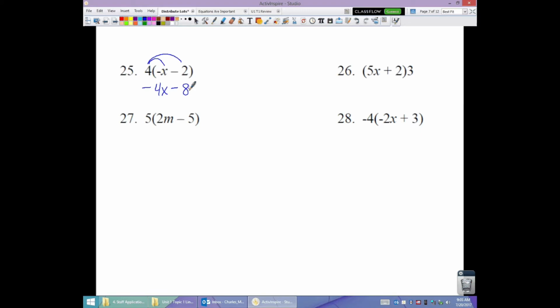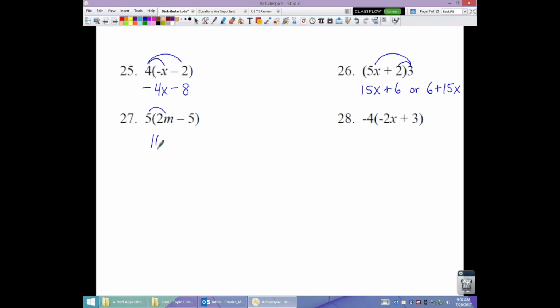Now, 26, I think this is the first time on here that I've put the number which is outside the parentheses behind it. It doesn't change anything about the distributive property since there's the commutative property for multiplication, meaning the order you write two quantities in when they're multiplied doesn't make any difference. So I can distribute this 3 times 2 and 3 times 5x. Again, it doesn't matter which order I write those in. I can write 15x plus 6 or 6 plus 15x.